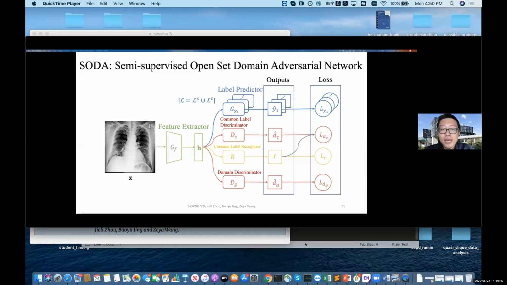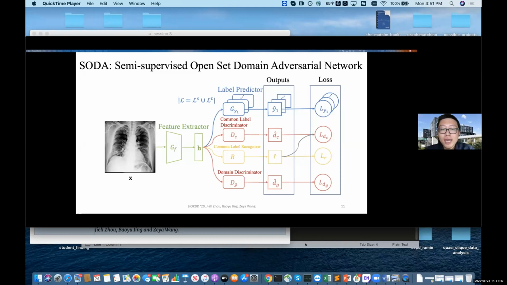Yeah, Baoyu, go ahead. So basically we have two parts. The first part, as shown in the blue part, is a label predictor. For the label predictor, the loss function is the cross entropy between the predicted label and the ground truth label. For the other parts, like the DC and DG, these are the domain discriminators. The labels for the domain discriminators are the domain labels, because we know from the training set which image is from the source domain and which is from the target domain. So the loss function for the right part is the cross entropy between the ground truth domain label as well as the predicted domain label.